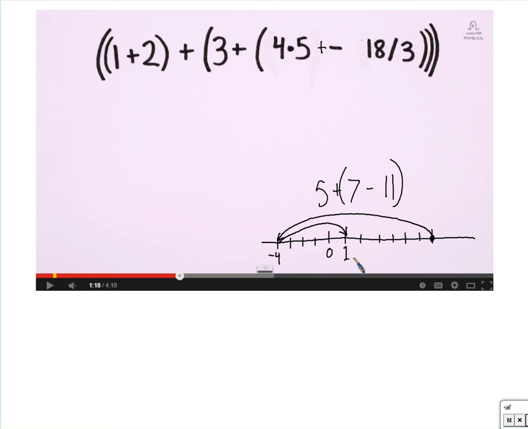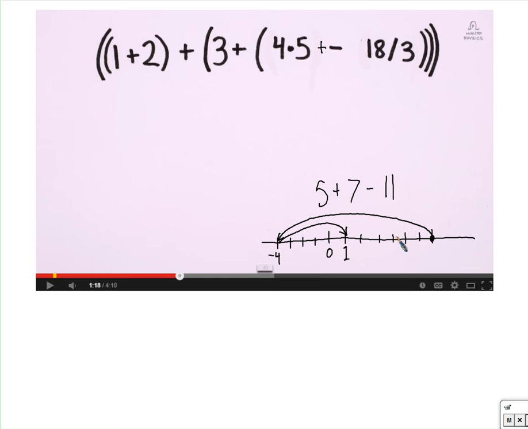Let's see if it's any different if we start at 5, go up 7, and come back 11. You decided in your heads right now. Make your bets. Instead of doing that, we'll just work it from left to right. 5 plus 7 minus 11.